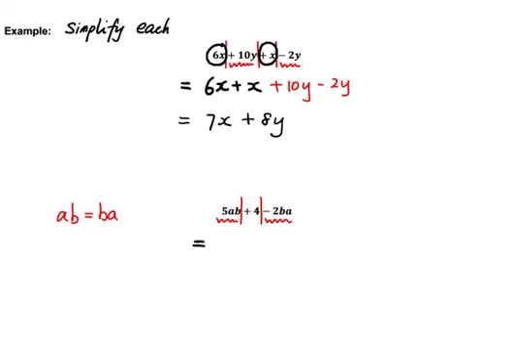Now some of you will probably be quick enough to do this in your head. 5ab take away 2ba is the same as 3ab. And we have a constant plus 4, so we just add it behind. We can't combine the 4 with 3ab because they are not like terms. Now let's have a look at another example.